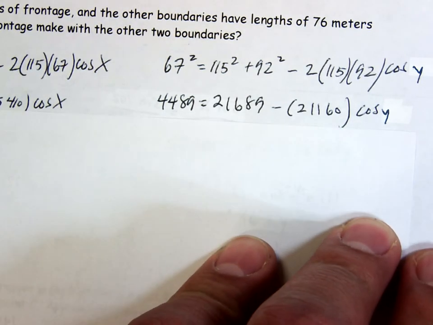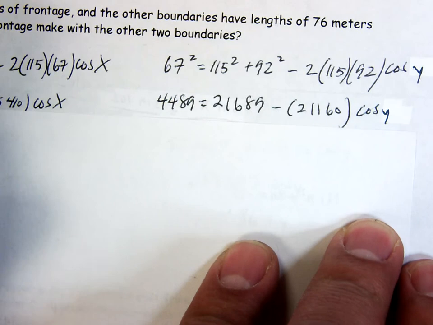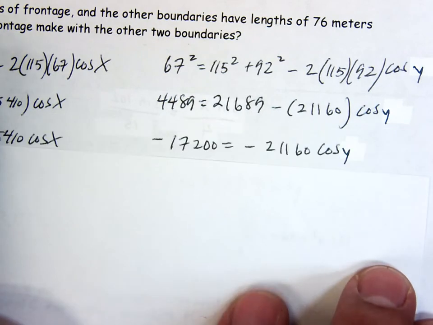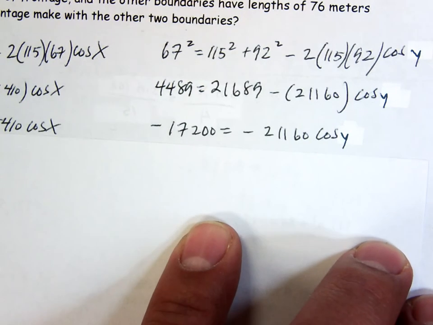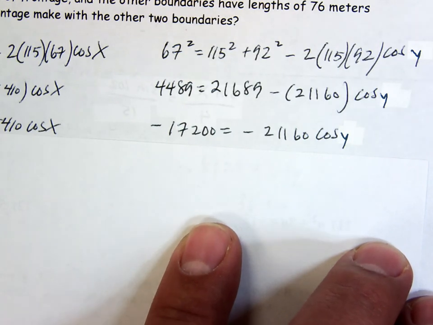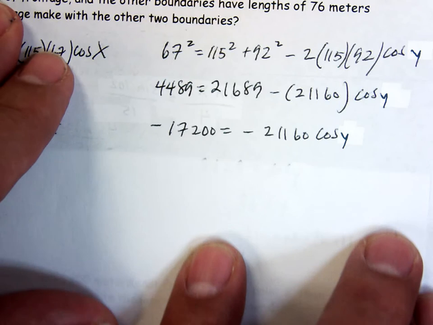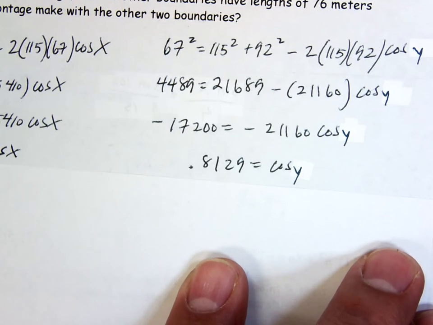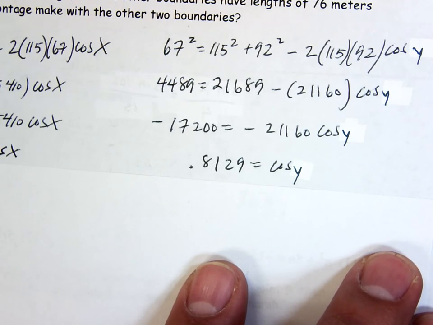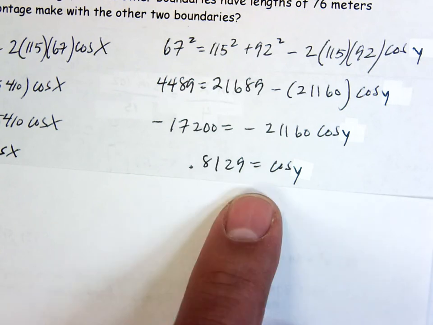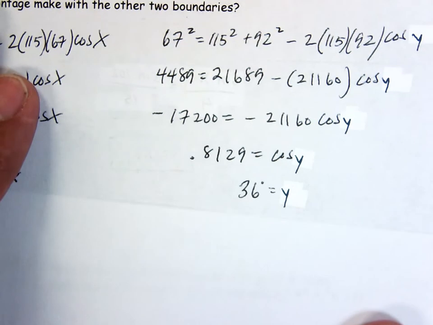Now I just do a whole bunch of simplifying and it takes me to there. Subtract 21,689 from both sides and it takes me to there. Again, trying to get that cosine y by itself, so I divide both sides by negative 21,160, and it gives me an ugly decimal. I have 0.8129 is equal to the cosine of y, inverse or second cosine, and I get that y is equal to 36 degrees.